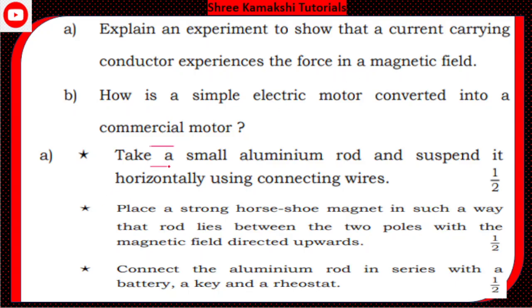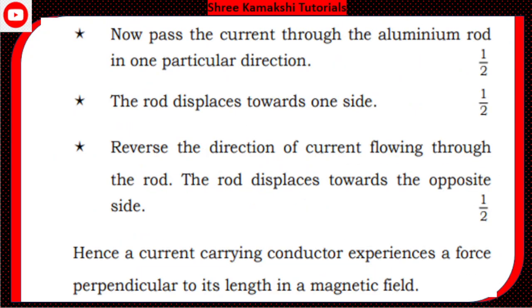First, take a small aluminum rod and suspend it horizontally using connecting wires. Place a strong horseshoe magnet in such a way that the rod lies between the two poles with the magnetic field directed upwards. Connect the aluminum rod in series with the battery, key and a rheostat. Next, pass the current through the aluminum rod in one particular direction.